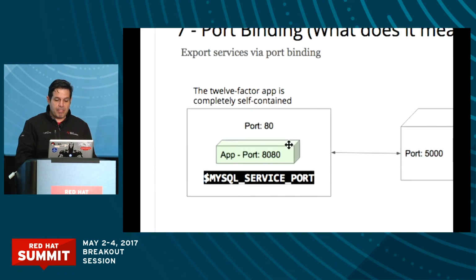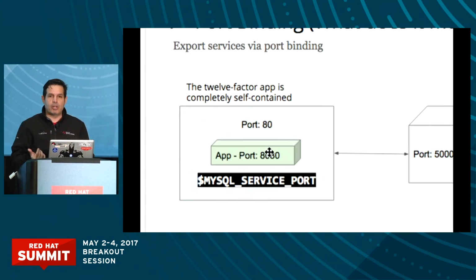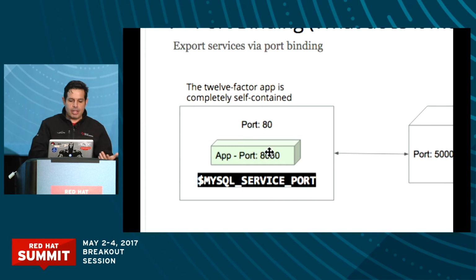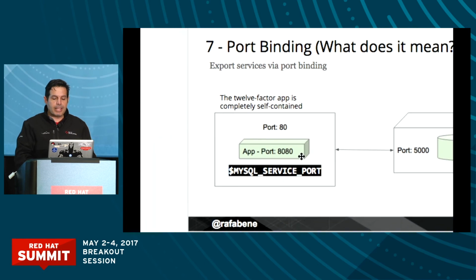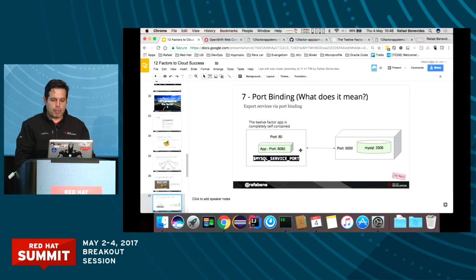And for example, even Java applications sometimes run on port 8080, and you want to connect using port 80. The way that you know the proper port, again, is using what you learned as factor number 3, using configuration to know the proper port.